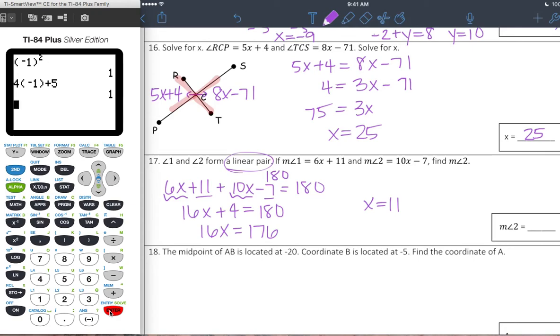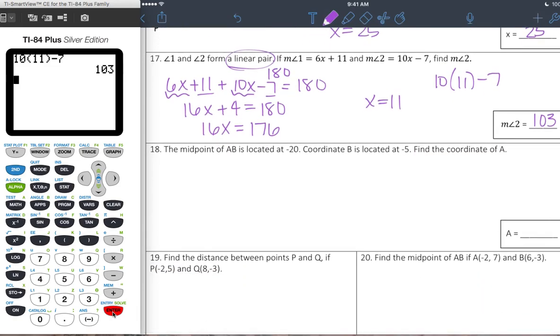The last thing we have to do is plug it in. 10 times 11 minus 7. We'll do that on the calculator. 10 times 11 minus 7 gives us 103.